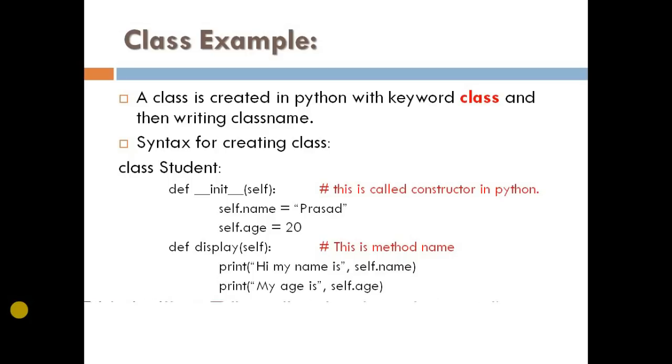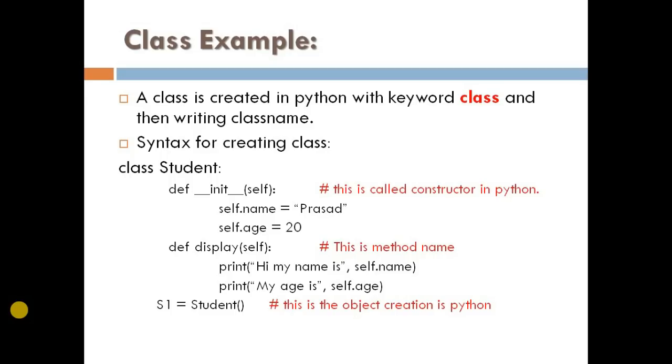Okay, so the next step is the creation of an object in Python. The creation of an object in Python is different from other programming languages. In other programming languages like Java, you have to write the new keyword to create an object.